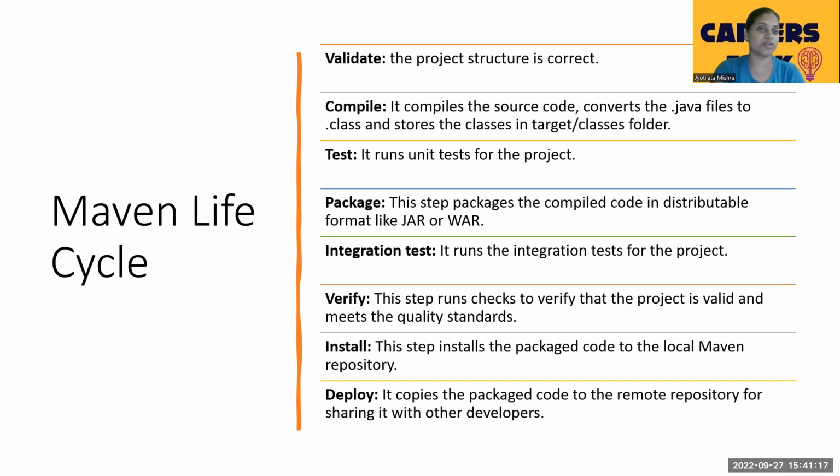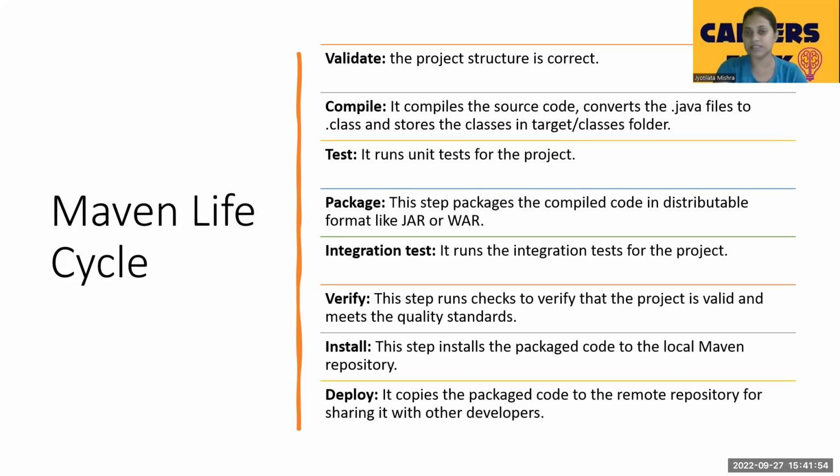As I was mentioning, if my project is using Selenium, JUnit or TestNG, does your project have the required dependency? If not, then that needs to be downloaded. The next life cycle phase is compile, which converts your source code to machine code. In Java, it converts all your .java files to .class files and stores them in the target or classes folder. Test, as the name suggests, runs your test cases on this code.